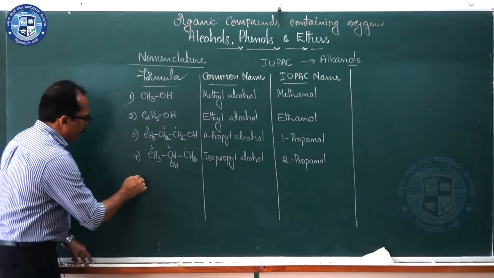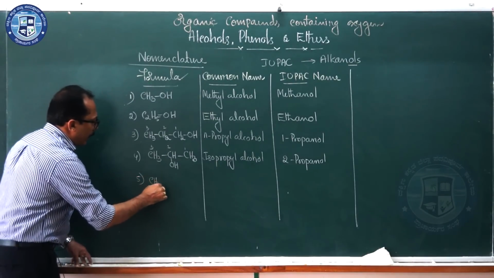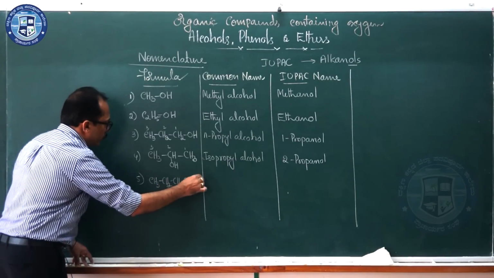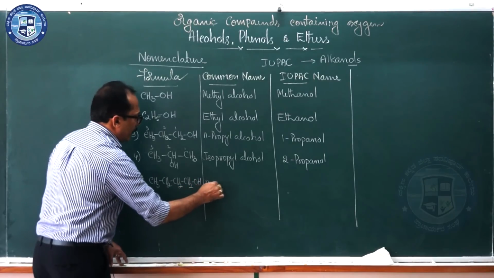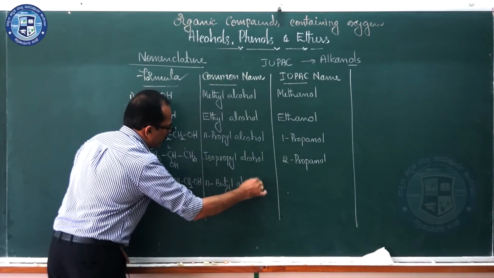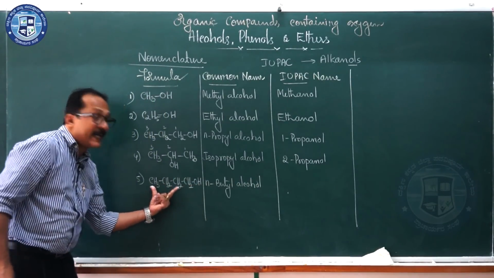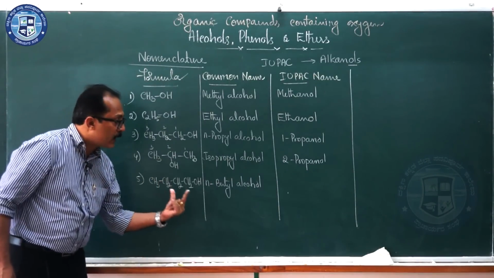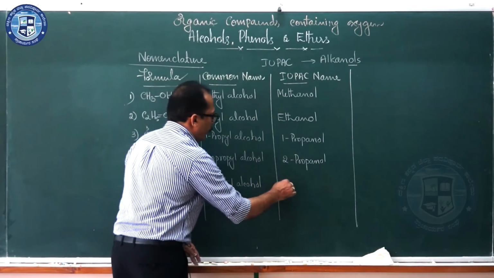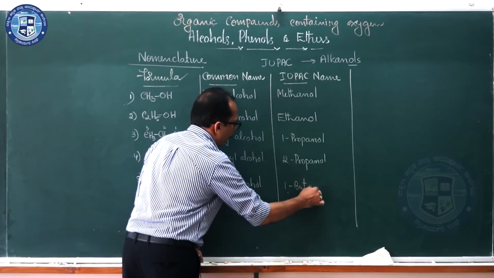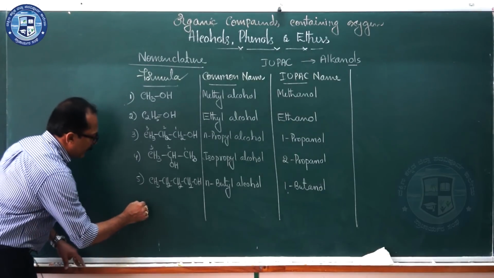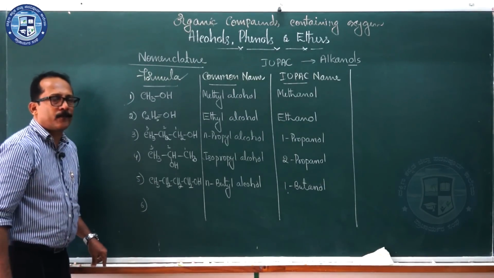One more example, butyl alcohol, N-butyl alcohol, CH3, CH2, CH2, CH2OH. N-butyl alcohol, normal butyl alcohol. Here N stands for straight chain. And what is the IUPAC name of N-butyl alcohol? 1-butanol. 1-butanol is the IUPAC name. Next compound with the same molecular formula.